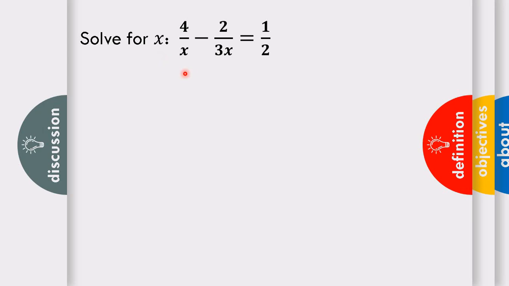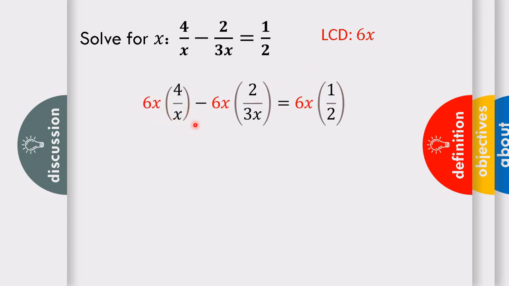Solve for x in the rational equation 4 over x minus 2 over 3x equals 1 half. So again, let's find the LCD. The denominators are x, 3x, and 2. So therefore, the LCD is 6x. Okay. Next, step number 1. After finding the LCD, multiply the LCD to the expressions in the rational equation. So multiply 6x times 4 over x, subtracted by 6x multiplied to 2 over 3x, equals 6x times 1 half.